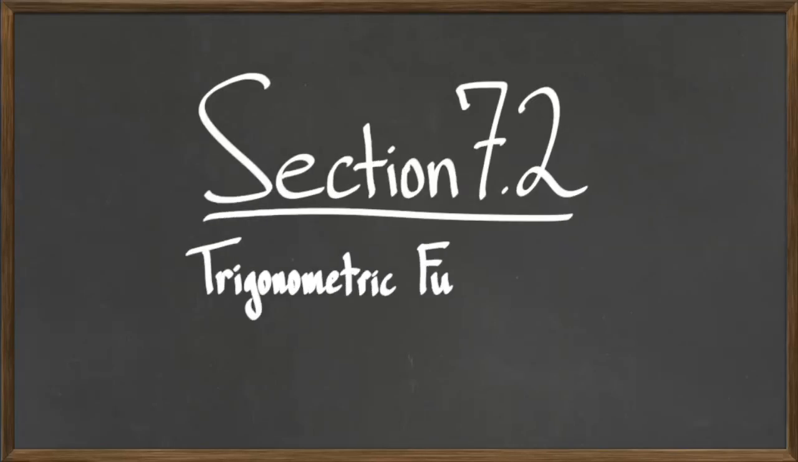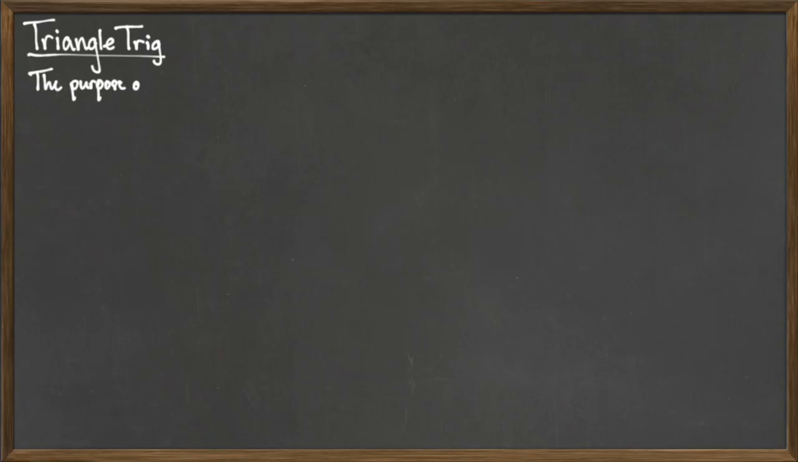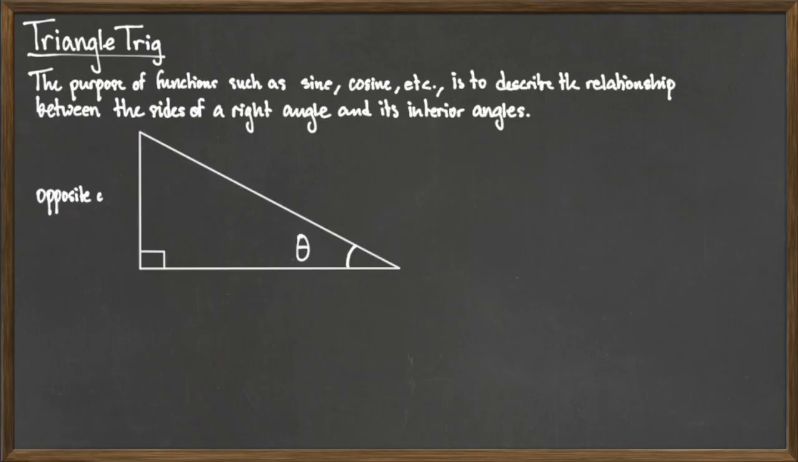In section 7.2, we talk about triangle trigonometry. The purpose of trigonometric functions, such as sine and cosine, is to describe the relationship between the sides of a right triangle and its interior angles. We'll start by drawing a right triangle like the one we have here.